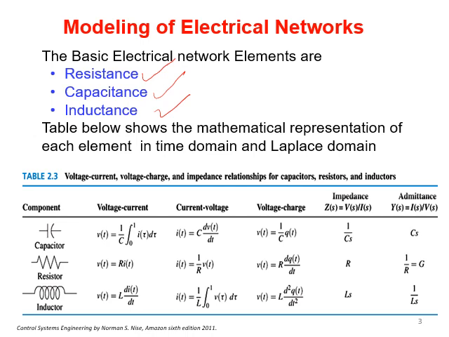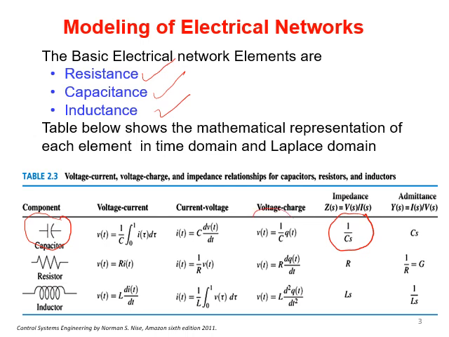These elements are expressed in the time domain and in the S domain. We are going to find their equivalent in the S domain directly, so that later we are going to put the circuit in the S domain and start the modeling. What do I mean by this? The capacitor is going to be modeled as 1 over CS.